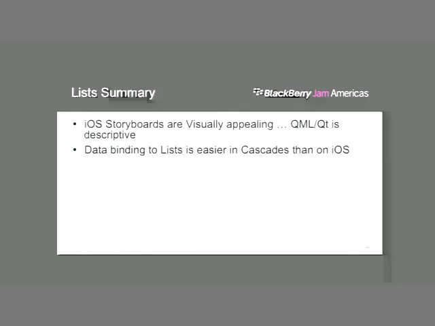So, a summary of the short project: just getting into a project on iOS seems really easy with the storyboards. When you really get into QML, you also find it's pretty descriptive. But this is really the main difference between the IDEs. In terms of data bindings for simple applications with lists, I found that to be a bit easier in Cascades rather than iOS. By no means is it difficult in iOS. It's just there are a little bit more steps involved to get that going.